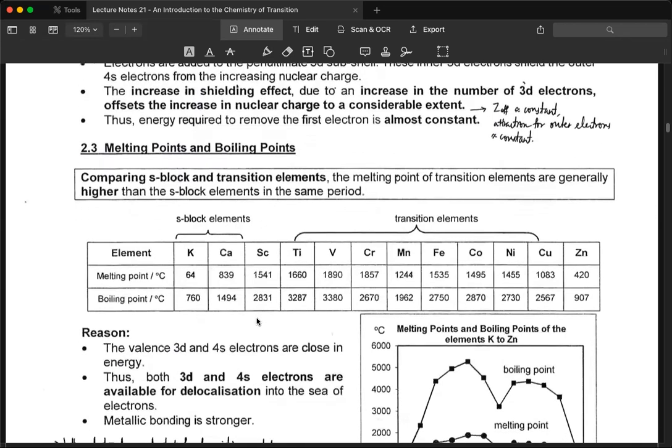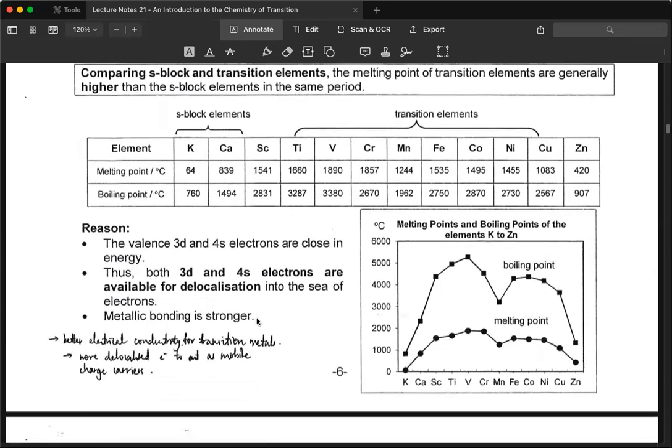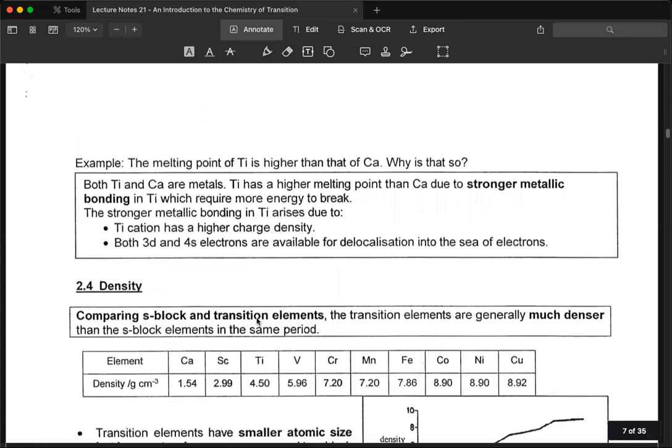If we compare the s block and transition metals, the melting points of the transition metals are definitely higher than the s block within the same period. The reason being, the valence 3d and 4s electrons of the transition metals are close in energy. So both the 3d and 4s electrons are available for delocalization into the sea of electrons. So we have more electrons available, which strengthens the metallic bond. For example, this is a standard question: why titanium has a higher melting point than calcium, though they are in the same period, right?